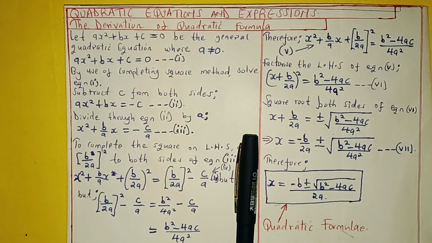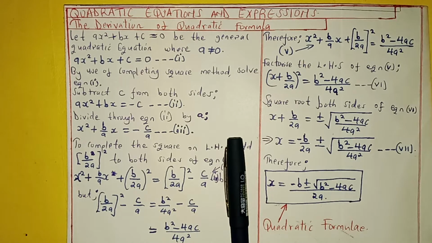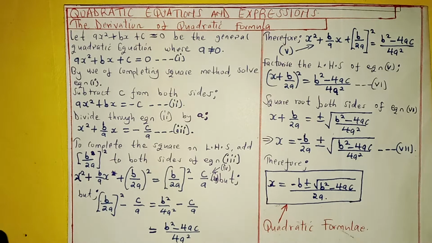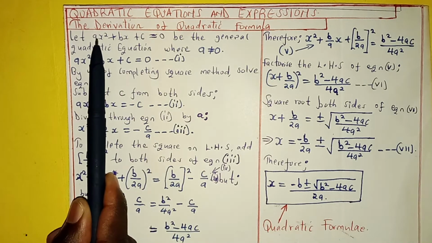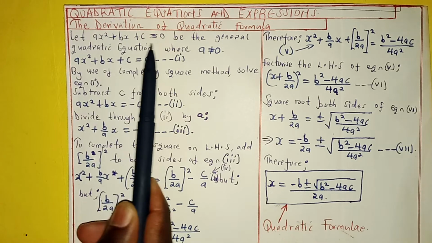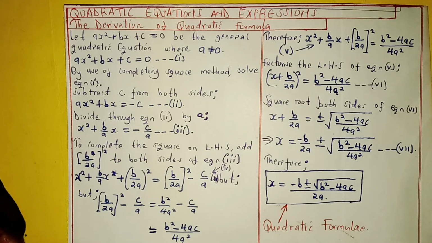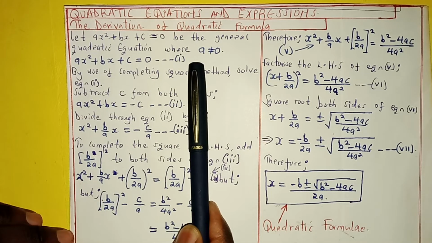In this video, we are going to learn how to derive the quadratic formula using the completing the square method. Now, ax squared plus bx plus c equals 0 is the general quadratic equation. But the constant a in this equation is always not equal to 0. If this constant a becomes 0, then the equation ceases to be a quadratic equation. So we make this equation number 1.